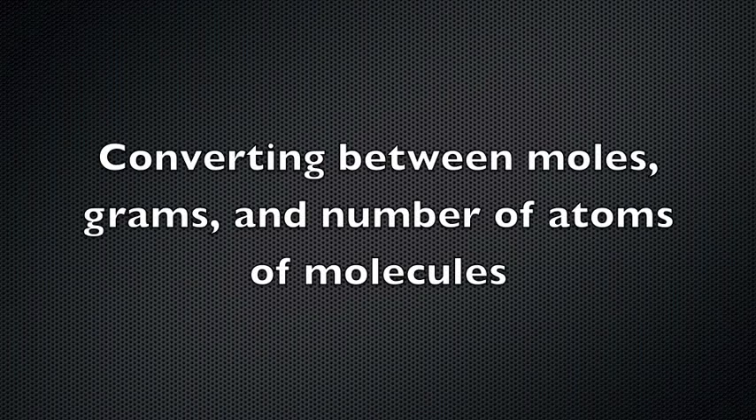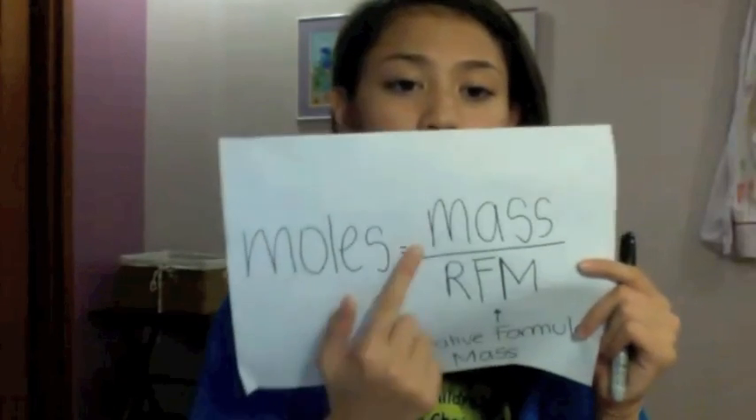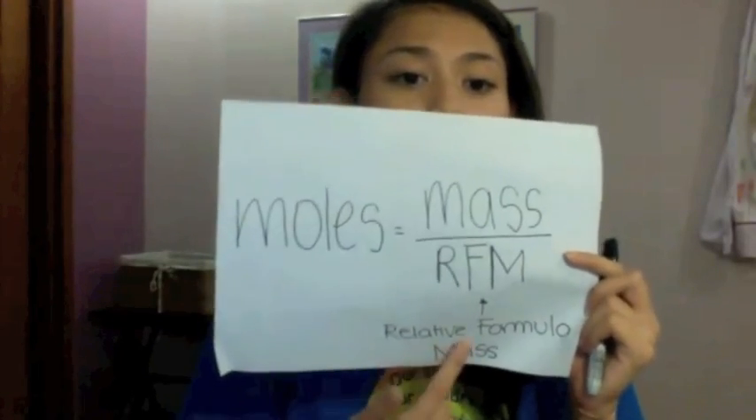So why don't you go check your periodic table and look for helium and neon. If you find those, helium would have a mass number of 4 grams and neon would have a mass number of 20 grams. So next we'll be learning about converting between moles, grams, and number of atoms or molecules. And this could be solved by using this equation. Moles is equal to mass over RFM, relative formula mass.